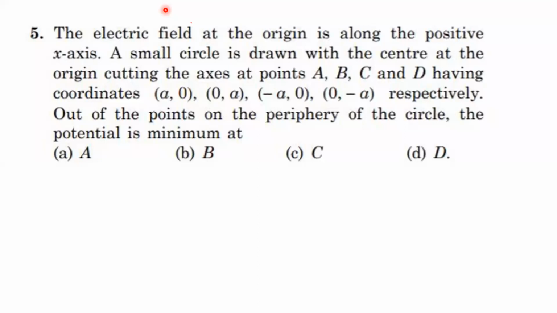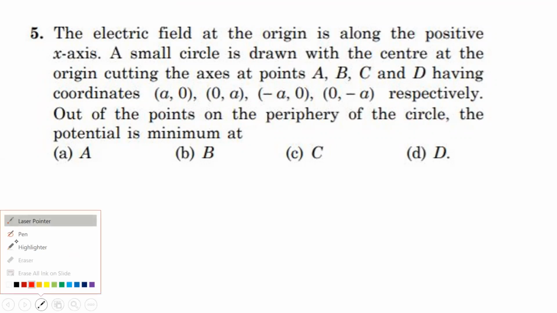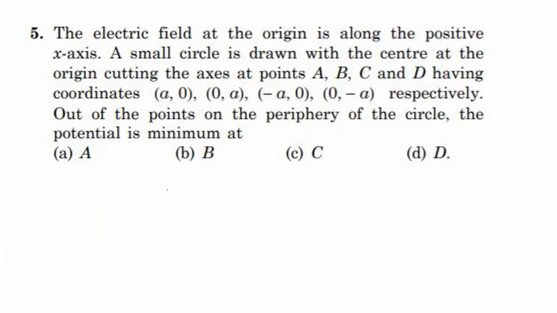The electric field at the origin is along the positive x-axis. A small circle is drawn with the center at the origin, cutting the axes at points A, B, C, and D having coordinates (a, 0), (0, a), (-a, 0), (0, -a) respectively. Out of the points on the periphery of the circle, the potential is minimum at. Actually, we know that potential decreases along the electric field.